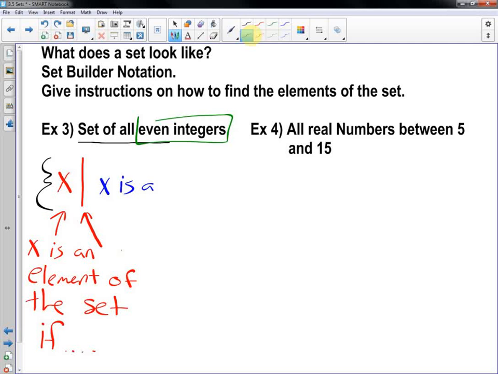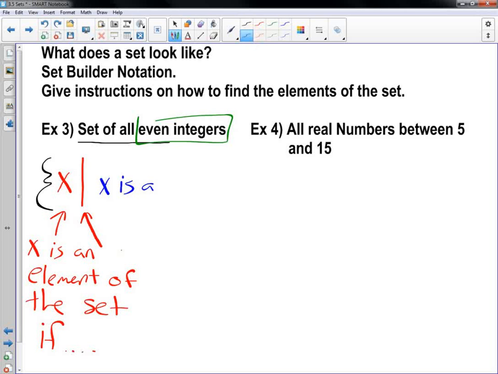It says all real numbers between 5 and 15. Now, if we talk about real numbers, those are all the types of numbers we learned so far. So I can't just list out 6, 7, 8, 9, 10, and so on, because 5.5 is still a real number. 5.55 is still a real number. So there's an infinite amount of numbers between 5 and 15. So I cannot possibly write them all out.